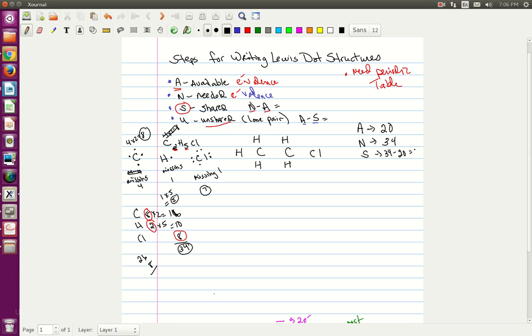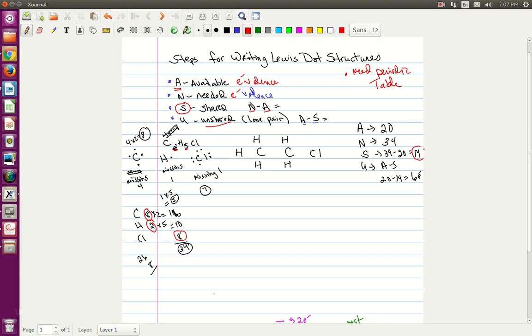So we're going to share, it looks like we're going to share 14 electrons. And how many are going to be unshared or lone pairs? Well, that's going to be available minus shared, so that's 20 minus 14. So we're going to have 6 electrons that are unshared. So now we start off by putting the electrons in that are going to be shared.